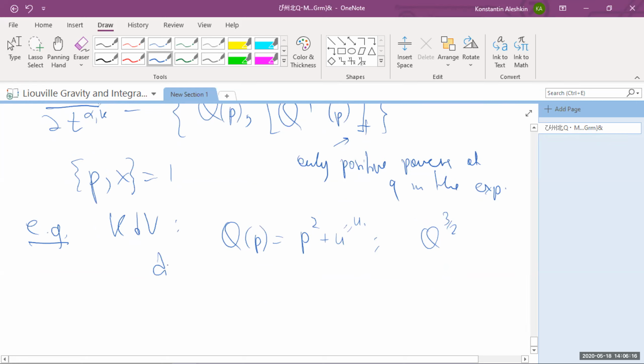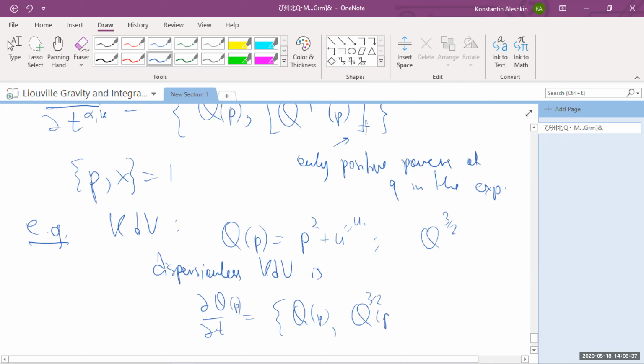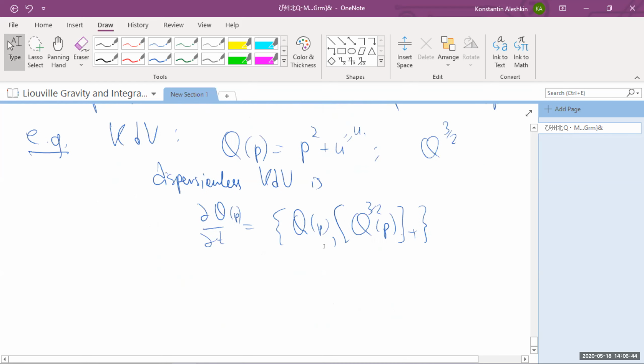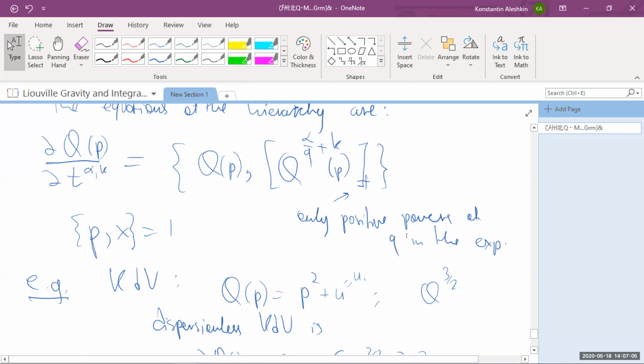So dispersionless KdV is dq over dt is equal to this q over here commuted with q 3/2 positive power. And if you write this in terms of each coefficient of this p, it's equivalent to d over dt u is u times ux, so d over dux. For the full KdV, you have to add the dispersion term plus uxxx. Right, but I don't want to spend much time on this.